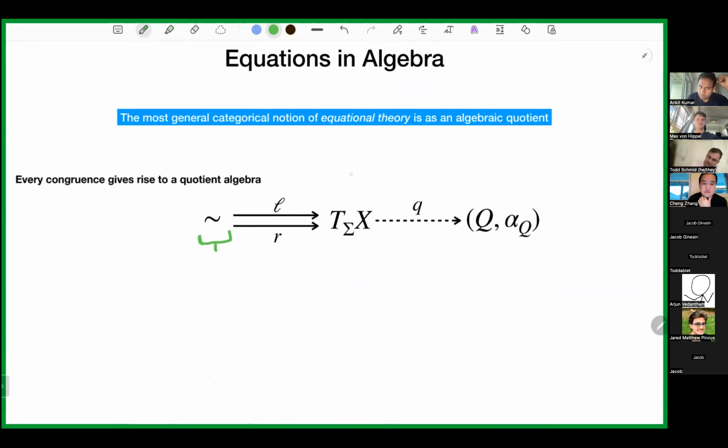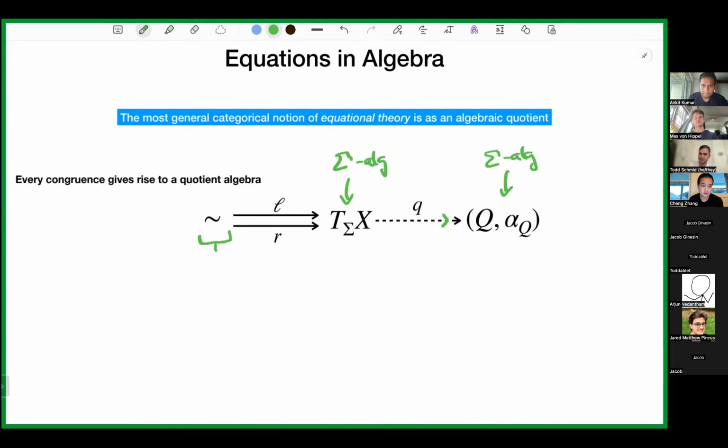So this T sigma x here is a sigma algebra. And this is also a sigma algebra. And this quotient that I've written here, this Q, is actually an algebraic quotient, if we can make sure that this equivalence relation that we've got is a congruence. So every congruence gives rise to a quotient algebra.